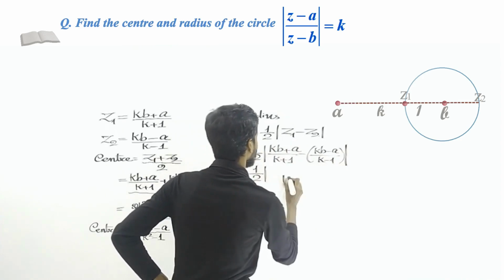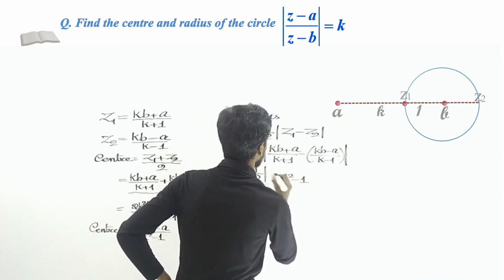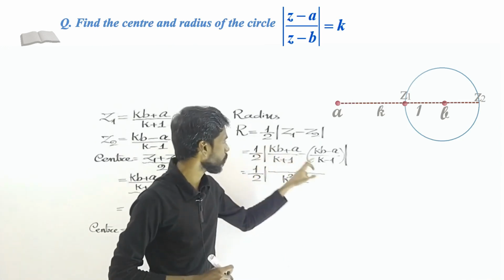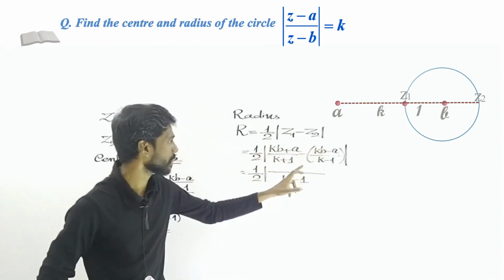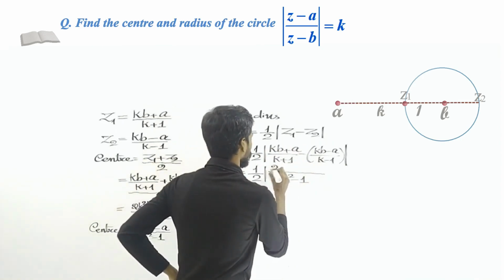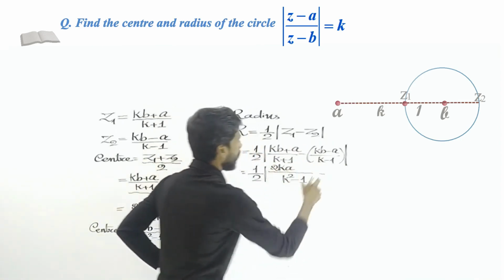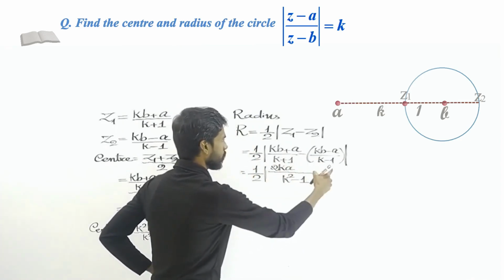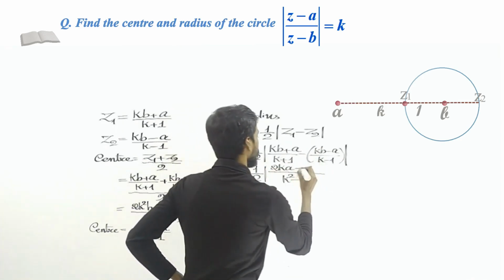So that is k square minus 1. If you simplify this, you get k square B minus k square B, that gets cancelled, and Ak and plus Ak, so 2Ak, and then minus kB minus kB, so minus 2kB.